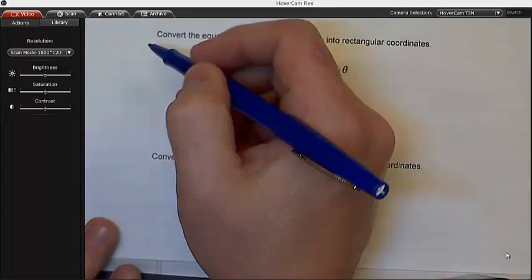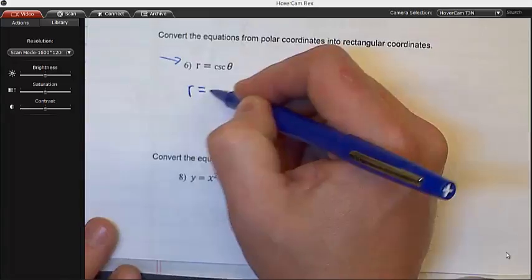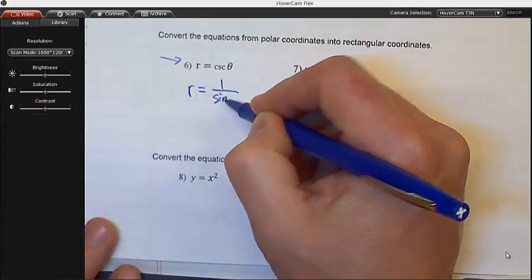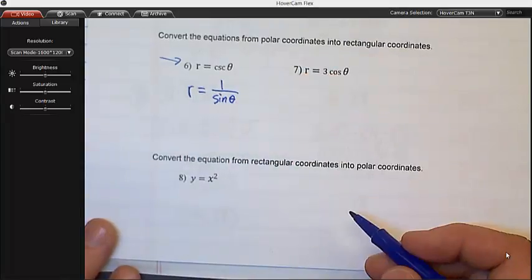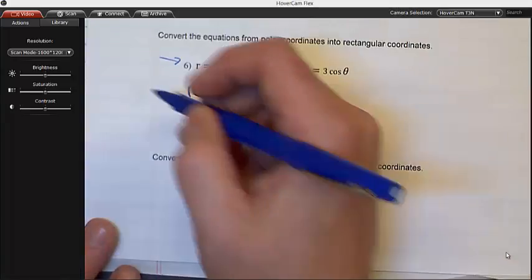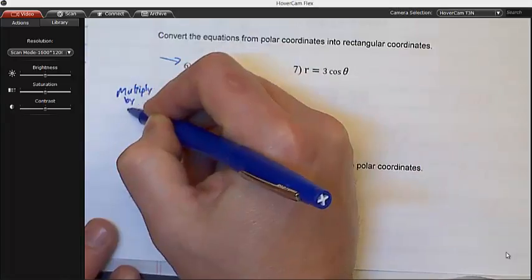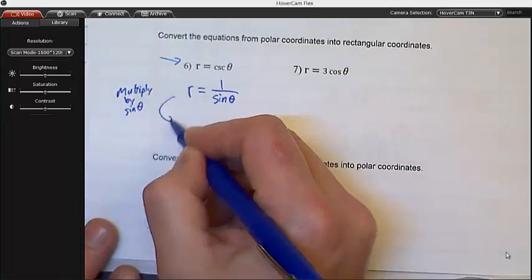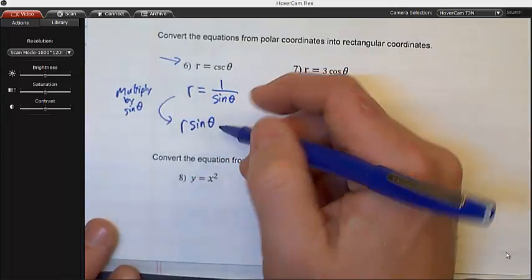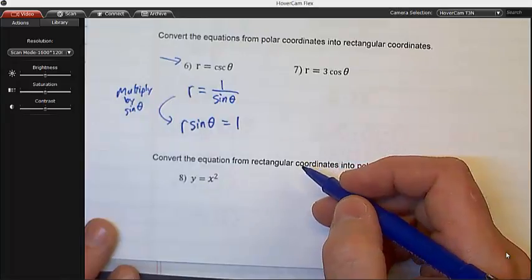The trick, I would say, might be to rewrite it as r equals, what do you write over here? 1 over sine of theta. And so maybe what you did then was you multiplied both sides by what? Multiply by sine theta to get to the next step. So then it's r sine theta, which is something I recognize, equals 1. So what do you get? y equals 1.